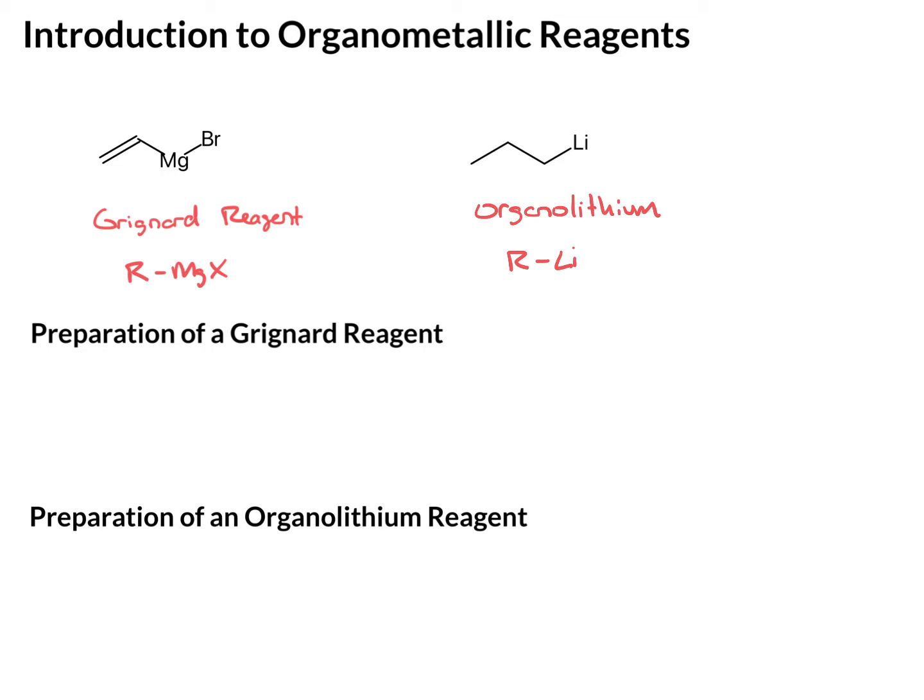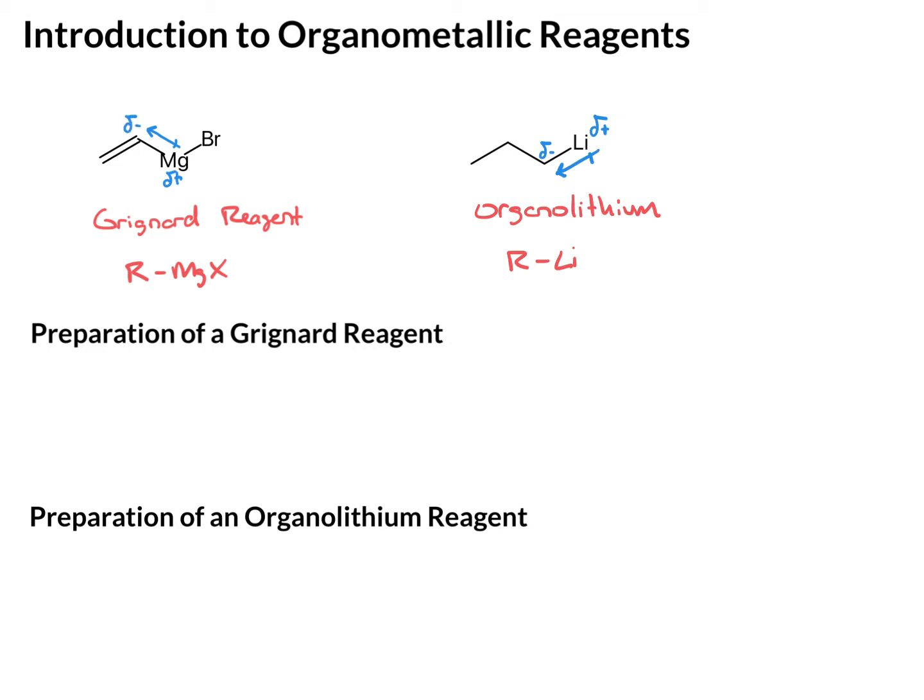So what this metal does is it gives a significant dipole toward the carbon. So in the case of lithium, or in the case of the magnesium, there's a significant dipole toward the carbon, meaning the metal is partially positive, the carbon is partially negative.